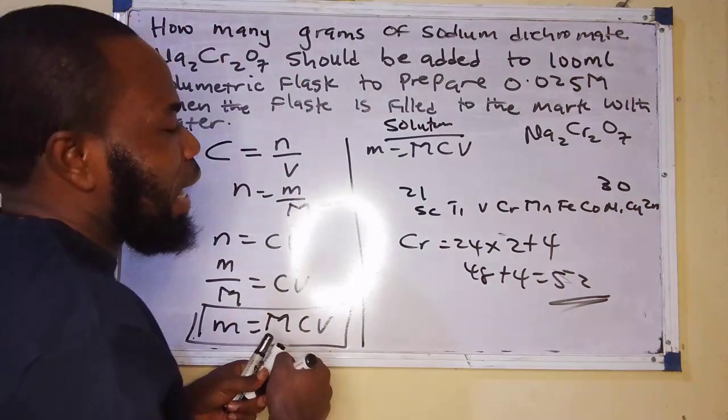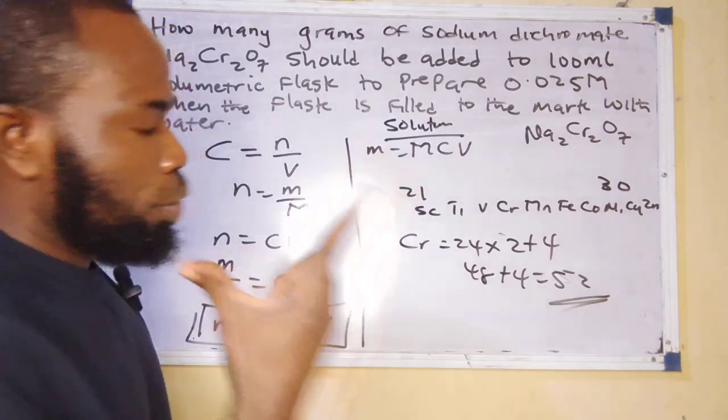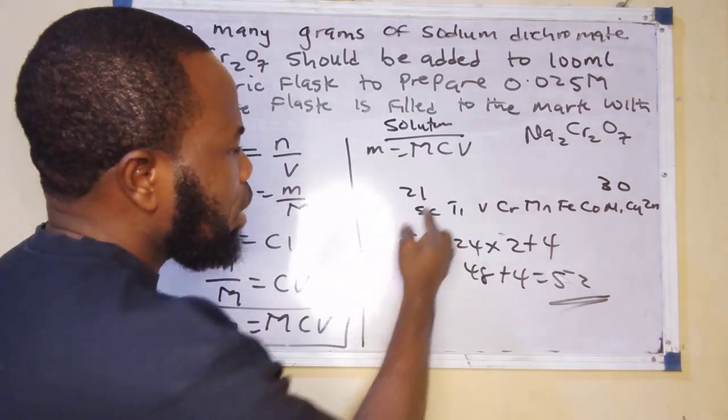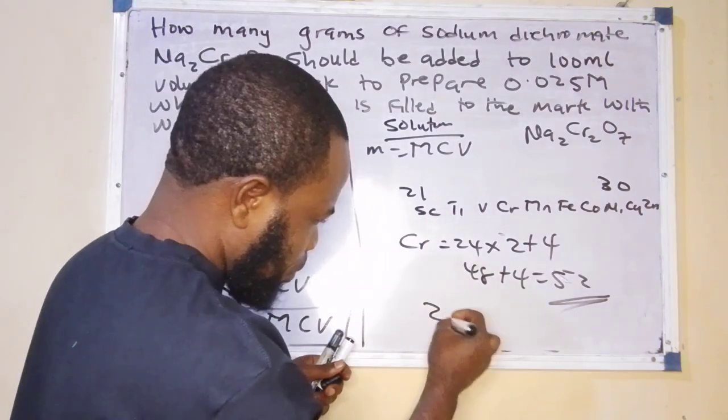Now, if the atomic number is odd, think of anyone that is odd here. Okay, let's simply use vanadium for instance. 21, 22, 23. Vanadium is odd. 23.